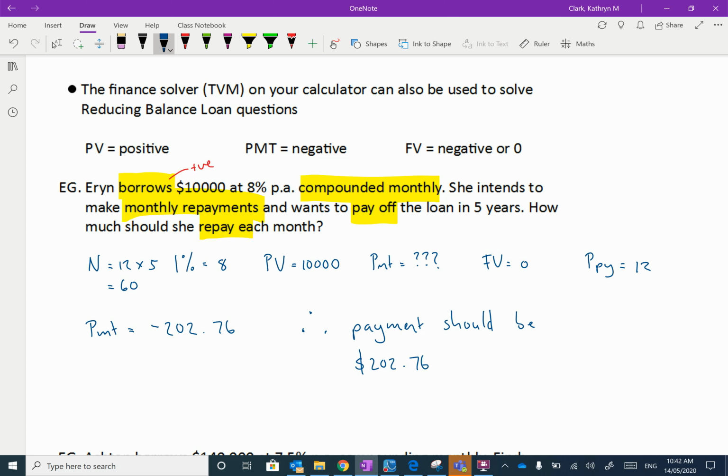All right, now in any reducing balance loan question, you could solve for any one of these variables. So you might solve for N, you might solve for R, you might solve for the PV, you might solve for the payment, etc. It just depends on the information that you've been given. And if you're not sure which one you're solving for, write them all out and look at which one is left empty.